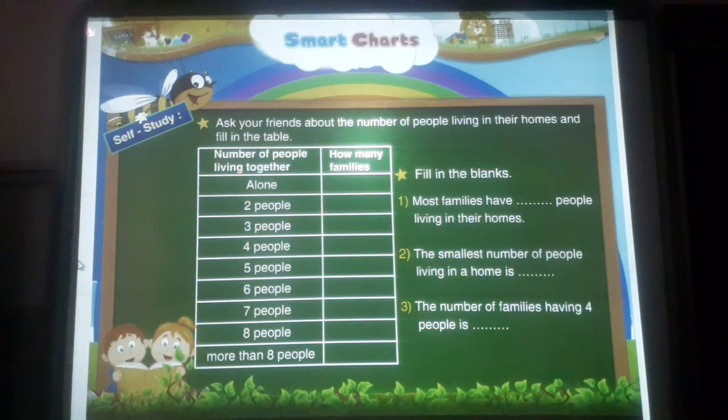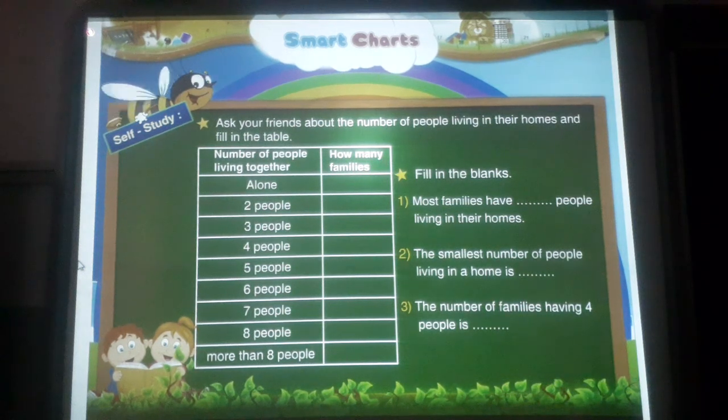Self-study. Ask your friends about the number of people living in their homes and fill in the table. The number of people living together and how many families? Alone, how many families? In the same way, for 2 people, 3 people, 4 people, 5 people, 6 people, 7 people, 8 people, and more than 8 people. Write how many families.